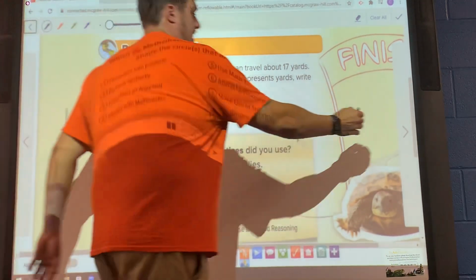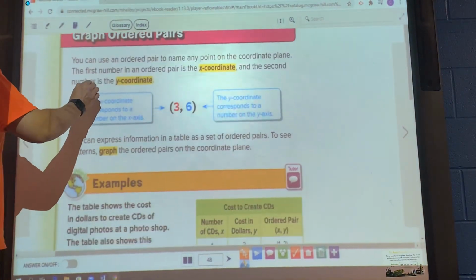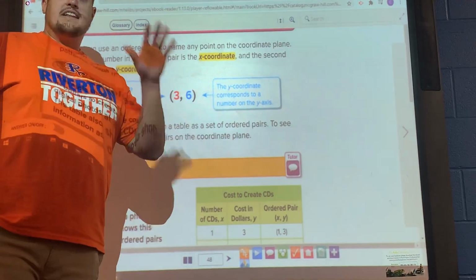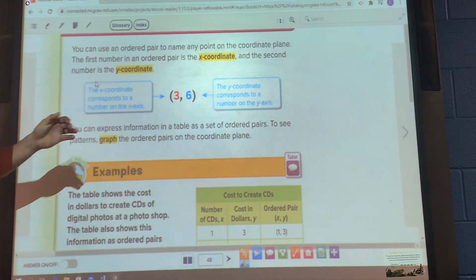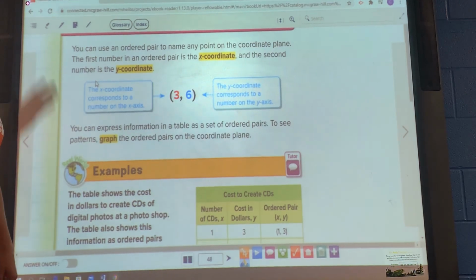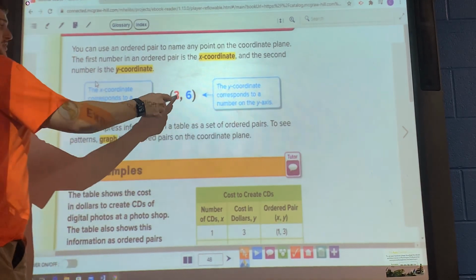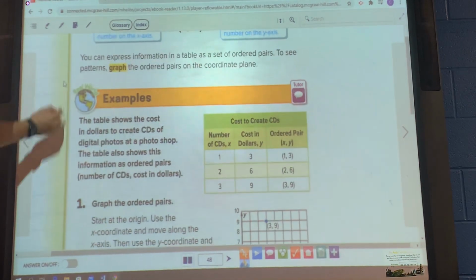We're going to talk about how to actually graph tables now. So graphing ordered pairs. This is how this works. You can use an ordered pair to name any point on the coordinate plane. The first number in an ordered pair is the x-coordinate. It's talking about the number on the x-axis. The second number is the y-coordinate. That's the number that's showing you up and down on the y-axis. So in this case, we have (3, 6). 3 is your x-coordinate, 6 is your y-coordinate. You can express information in a table as a set of ordered pairs. To see patterns, you're going to graph these ordered pairs on the coordinate plane.